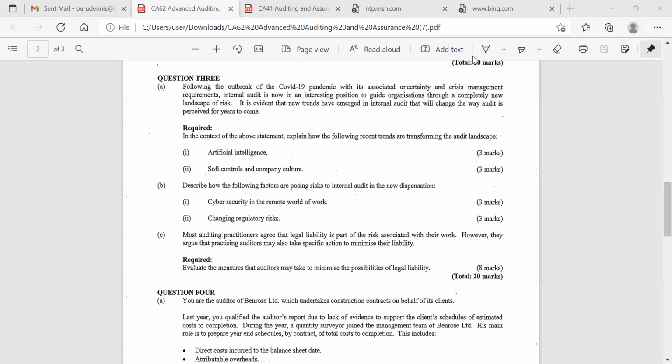What will auditors do? So in this case, you try to look at some of the advantages. You try to look at some of the approaches that auditors can actually take to solve problems, and even the kind of risk that they are exposed to. So the question is asking, in the context of the above statement, explain how the following recent trends are transforming. How are they transforming? Meaning that use of technology, how does it change the work of auditors? What are auditors doing now? What are auditors doing now because of changing technology?